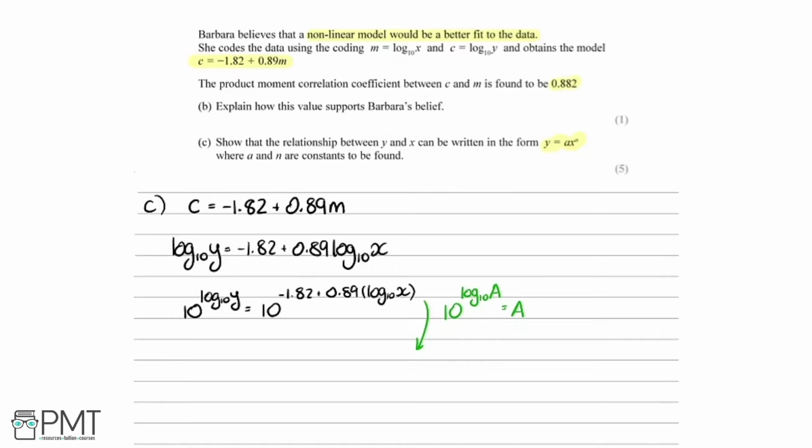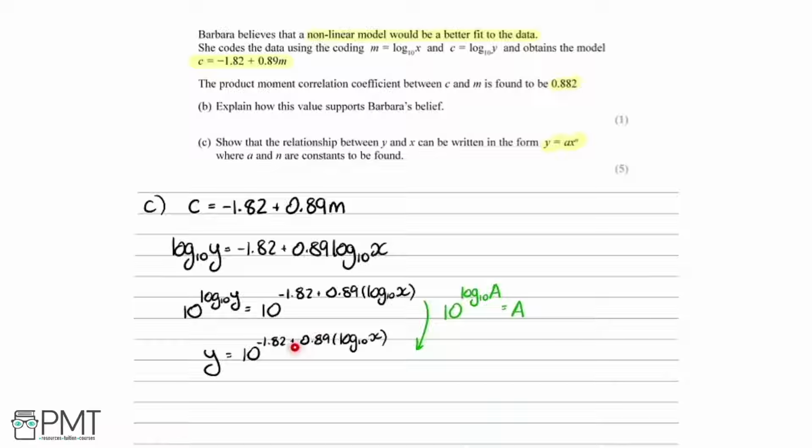This works with any base as long as these numbers are the same, so the base is the same as this number here. And over here on the left hand side, this is the exact situation we've got. So we can essentially say that y equals, and then we're going to keep everything on the right hand side, 10 to the power of minus 1.82 plus 0.89 multiplied by log of x.